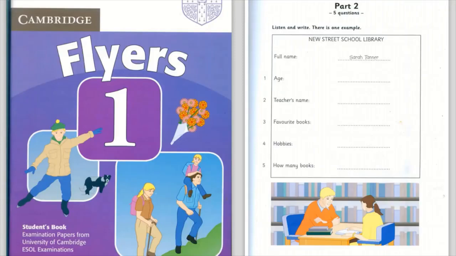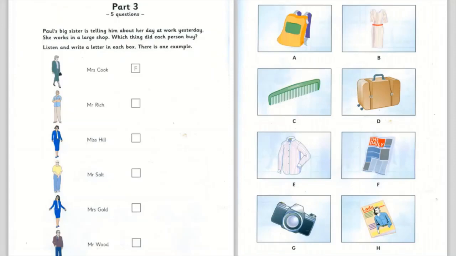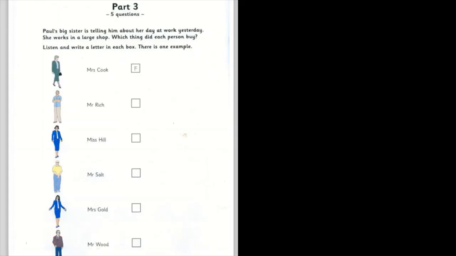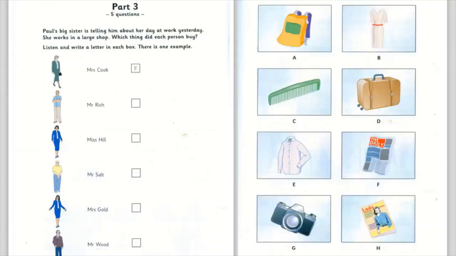That is the end of part 2. Part 3. Listen and look. There is one example. Paul's big sister is telling him about her day at work yesterday. She works in a large shop. Which thing did each person buy?